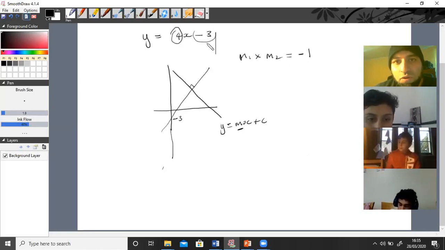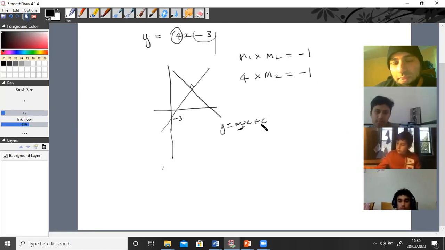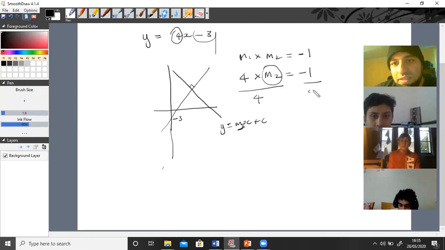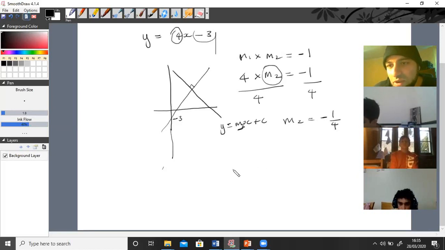What is m1 over here? Our first gradient is 4. So 4 times m2, that's our second gradient, we call it m2, should equal -1. We want to find the gradient m2. We divide this side by 4 to get rid of it, and we divide that side by 4. So m2 becomes minus a quarter. Does that make sense, Marco?